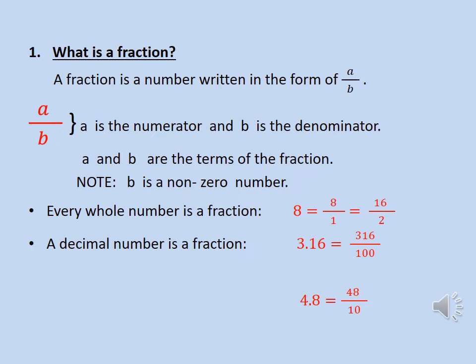A decimal number is a fraction also. It can be written over 10, 100 or thousands. 3.16 is equal to 316 over 100. 4.8 is equal to 48 over 10. These two are fractions.